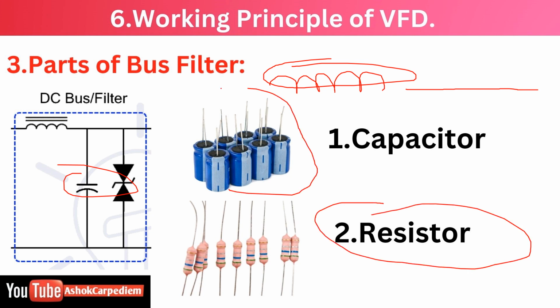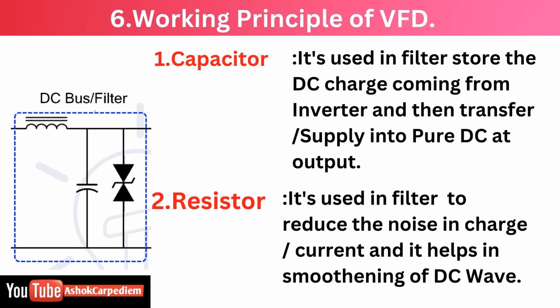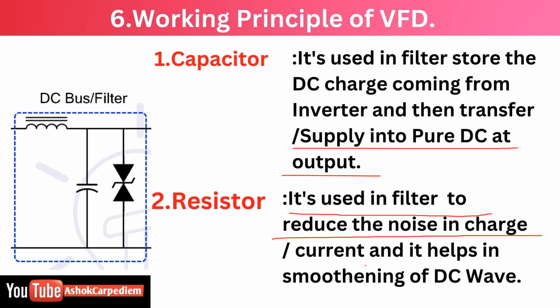Capacitor is used for charging the current which is coming from here, and the resistor will resist the current, meaning I don't want the extra current which is coming here, I want the straight one that is entering here. Next one, the capacitor is used in the filter to store the DC charge coming from the rectifier and then transfer the supply to the pure DC as the output. And the resistor is used in the filter to reduce the noise in the charge or current and helps in the wave smoothing of the DC.